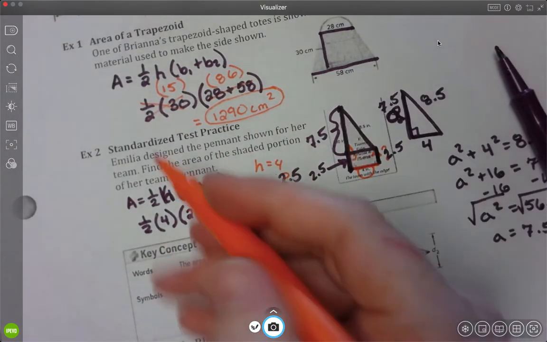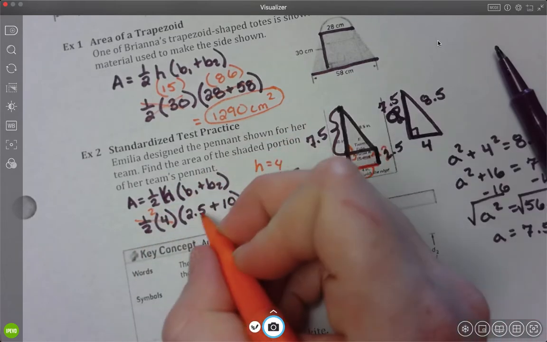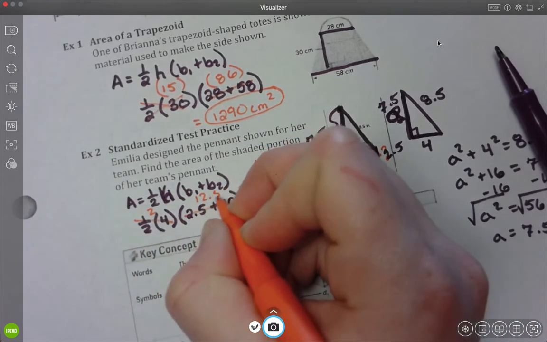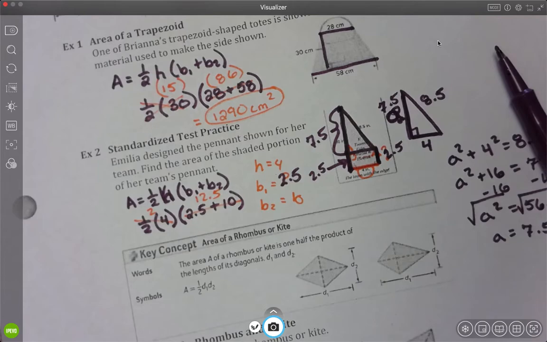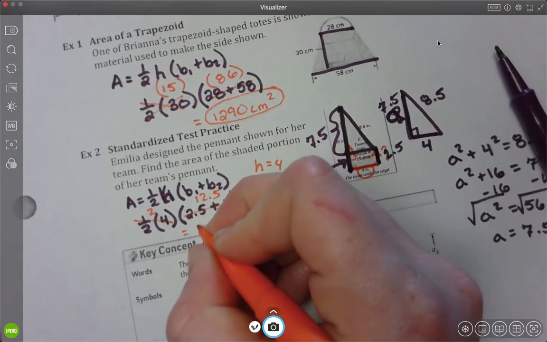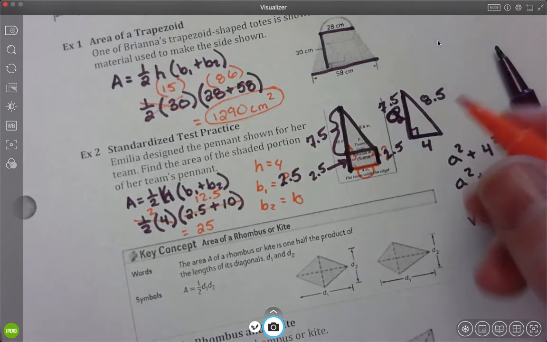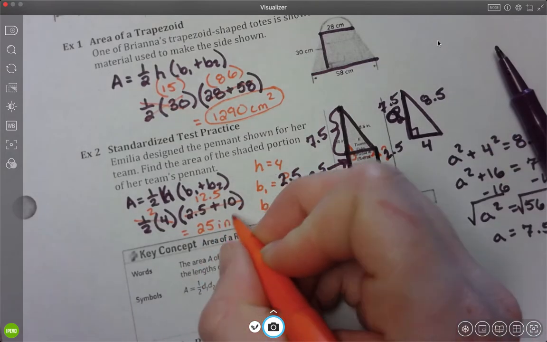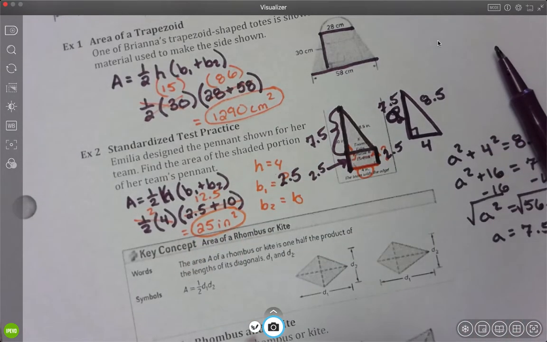Half of 4 is 2. And 2.5 plus 10 is 12.5. 2 times 12.5, I can do that in my head. 2 times 12.5 is 25. And that is in inches squared. Okay, so a little bit more work for that one.